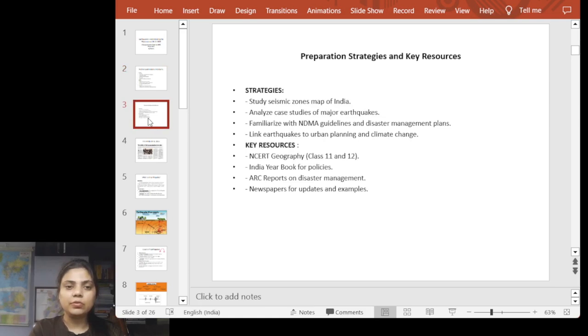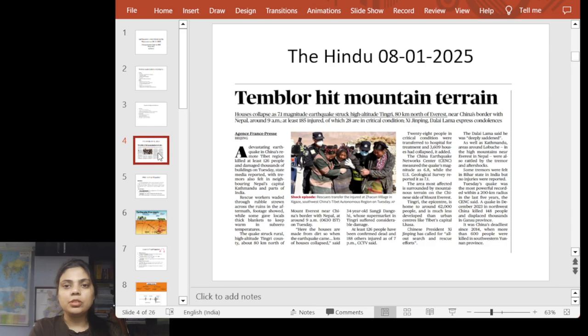There are 4 books which cover it holistically, and UPSC time and again has asked questions from these books directly or indirectly. In order to prepare the best fodder for disaster management, I request you to look at the ARC report. So this was the theme covered in today's newspaper of The Hindu.